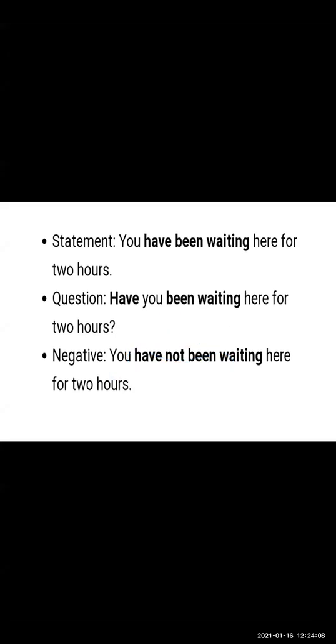Here, this is about the present perfect continuous tense.